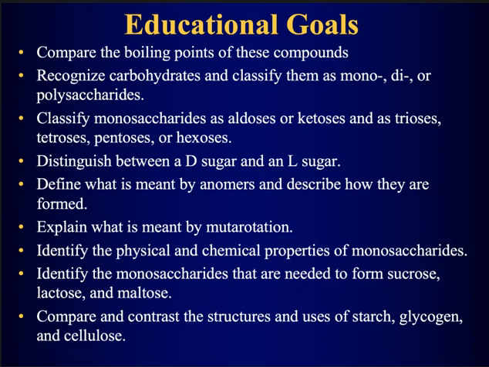We're going to be looking at the boiling point of these compounds, being able to recognize and classify our mono, di, and polysaccharides, classifying our monosaccharides as aldoses or ketoses, and as trioses, tetra, penta, and hexoses. We're going to look at D and L sugars. We're going to learn what is meant by anomers and describe how they're formed. We're going to look at mutarotation and physical and chemical properties of these monosaccharides. We're going to be looking at the monosaccharides that are needed to form sucrose, lactose, and maltose, and compare and contrast the structures and uses of starch, glycogen, and cellulose.